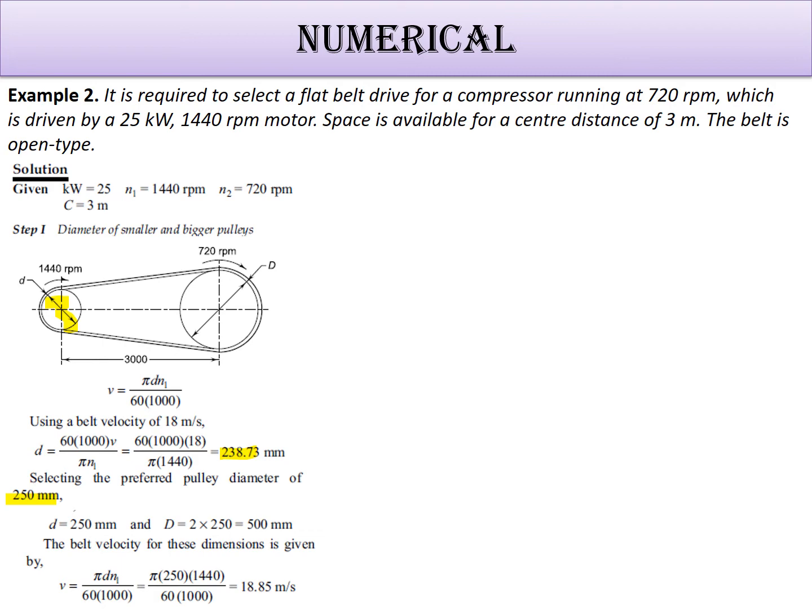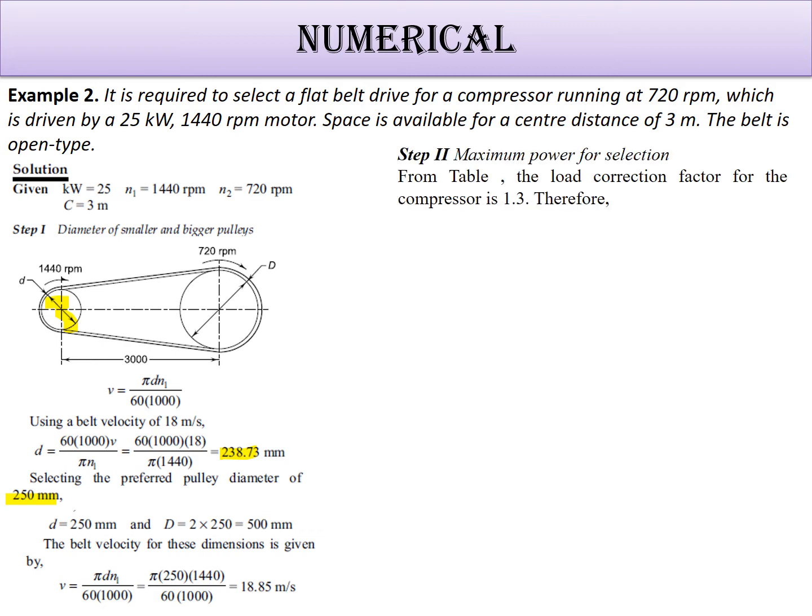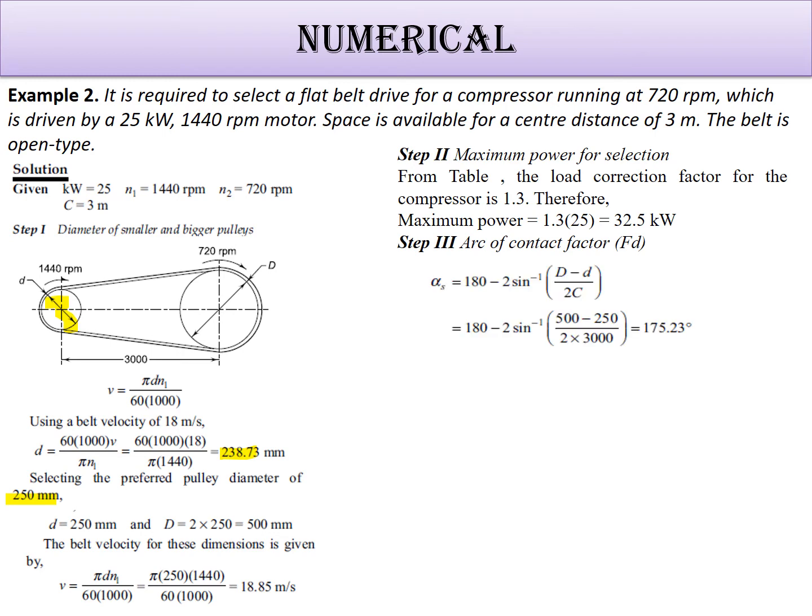It is n1 n2. Okay, center distance 3 meter. Now velocity is what? 18.85 meter per second, and previously it was 18. I have told you in the previous video also that it changes. Now we need to find out from a table the load correction factor, which we have already seen in the last videos. It is 1.3 for the compressor. So power is equal to what? Maximum power is 1.3 into 25, that is 32.5 kilowatt we are going to take.